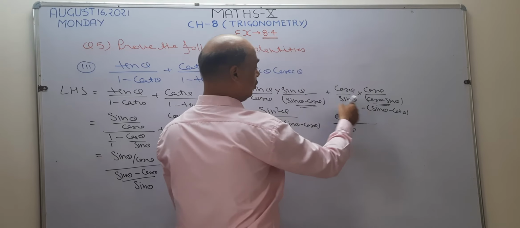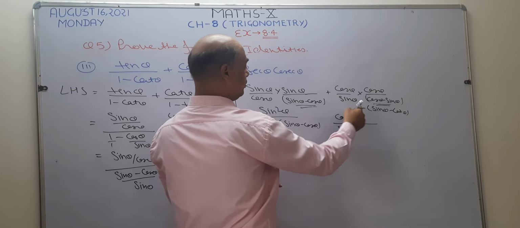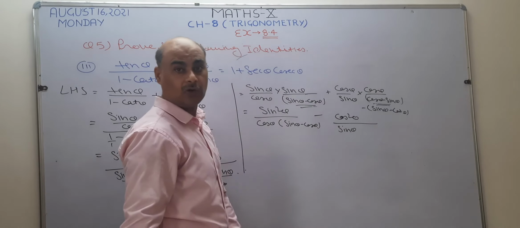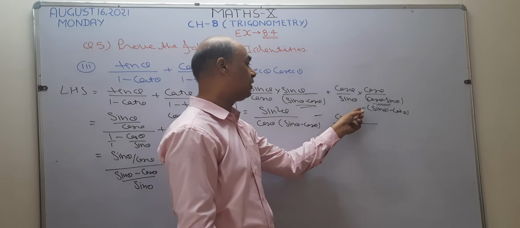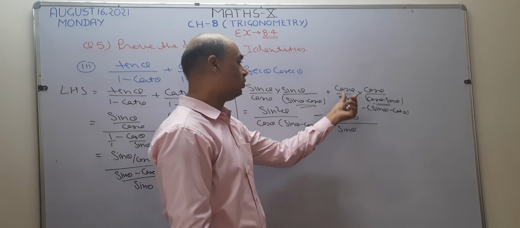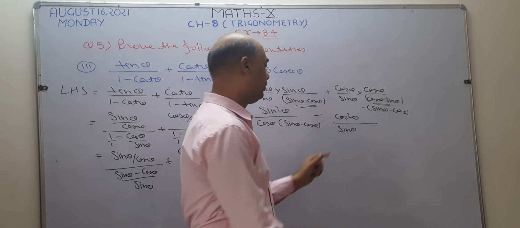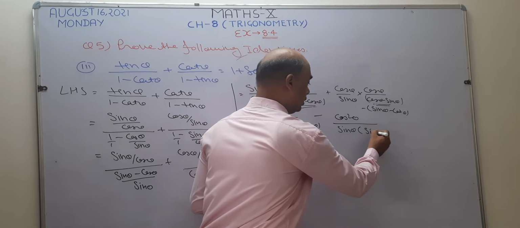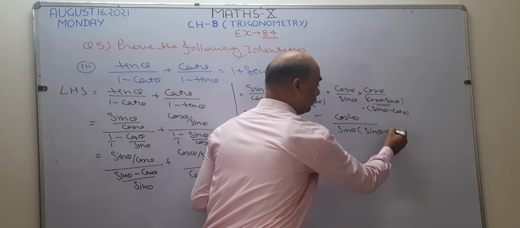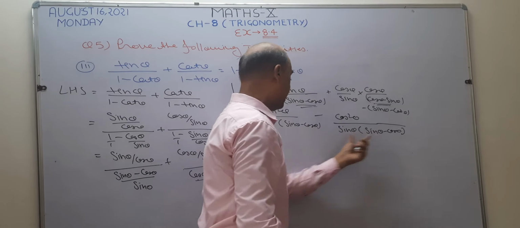Now in numerator it becomes sin theta. Now this minus sign is going to multiply this plus. So plus minus becomes minus. So I write here minus. This negative sign is going to multiply this positive sign. So plus minus, you know, minus. And this cos into cos becomes cos square theta, and denominator part becomes sin theta into sin theta minus cos theta. I hope it is clear now.